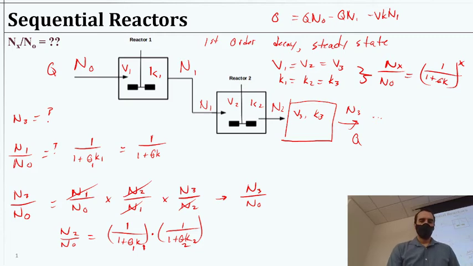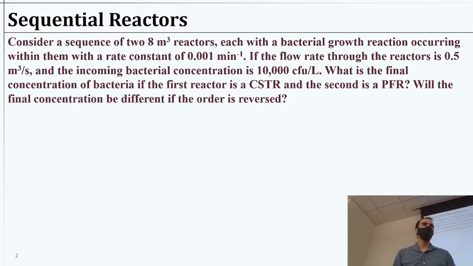All right, so the question for you, I don't really know how much sense this question makes. I wrote it out this morning, so we'll work on it together and see what we can come up with. Essentially, what we have here, so we say consider a sequence of 2 8 cubic meter reactors, each with a bacterial growth reaction occurring. So that's a growth reaction, so giving us a little practice there, something different. Occurring within them with a rate constant of 0.001 per minute.